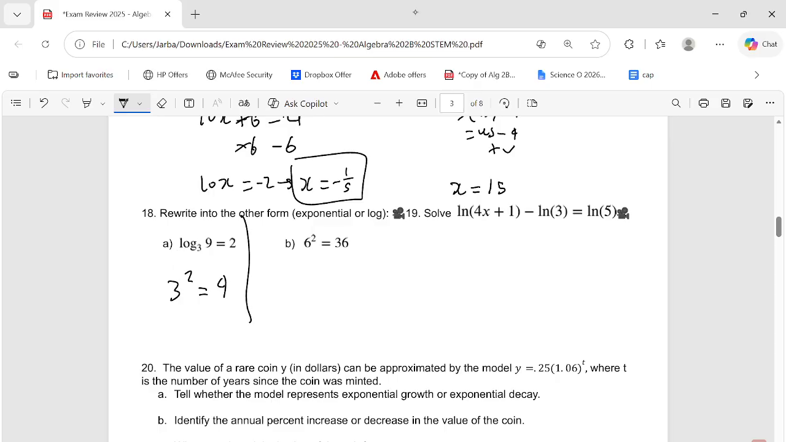The opposite thing is if 6 squared equals 36, if you take the log base 6 of both sides, you get 2 equals log base 6 of 36. And that's also an equivalent statement.